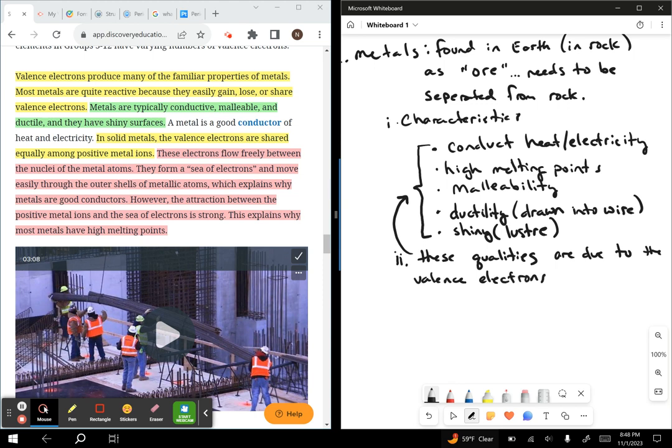Remember we said Lewis structures, he was interested in describing elements and representing their valence electrons because he realized that this is where the action happens. The outer shell, the highest energy level, if they're stable, they're not reactive. If they're unstable, meaning they don't have a full valence, then they will be reactive. And that's what this is. Metals are often reactive, okay? These qualities are due to the valence electrons.